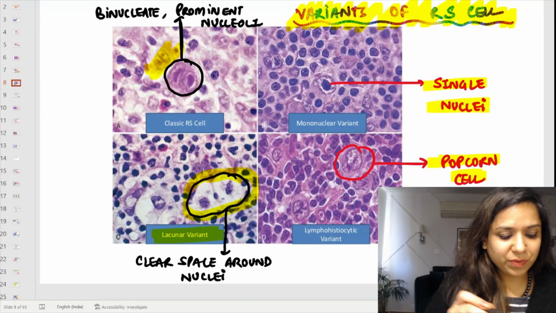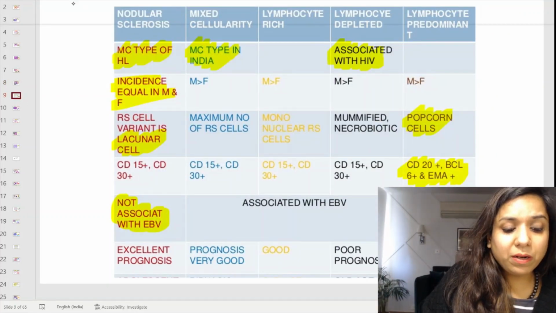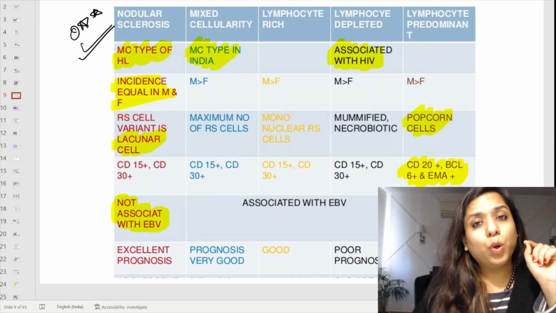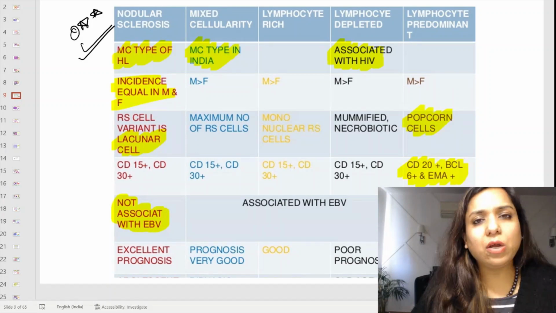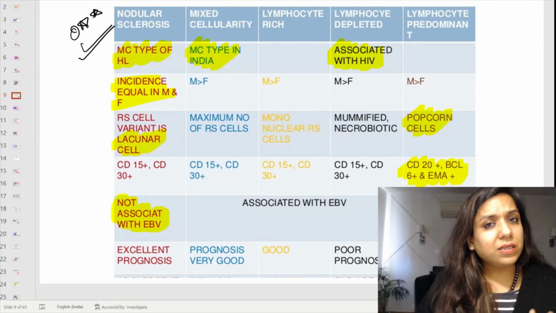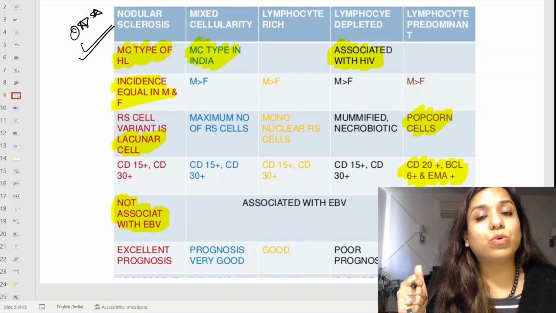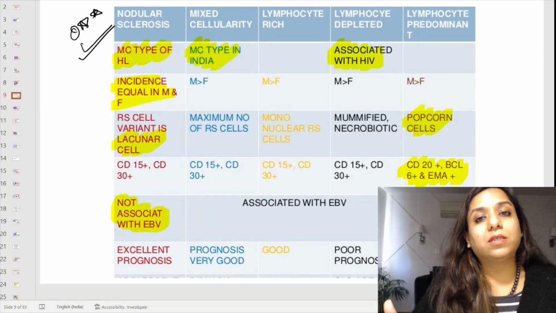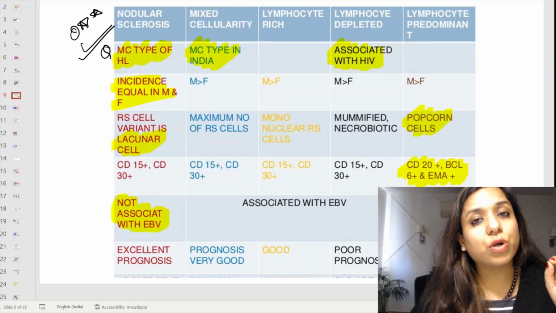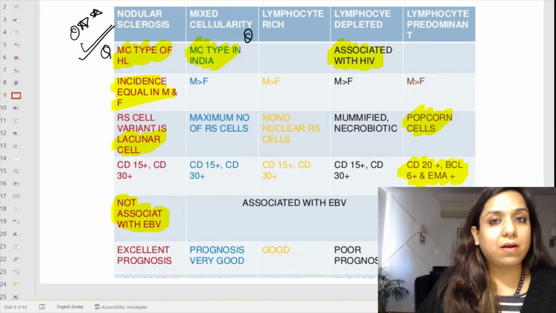popcorn cell, correct? Now, before I progress to the next image, this is the table which I have made, and this table is extremely important, and I can guarantee one or two questions from this table in any of your MCQ exams, especially the FMG and the INICET, right? So let us quickly revise the important questions regarding this. If the examiner asks you what is the most common type of Hodgkin's lymphoma, the answer is going to be nodular sclerosis, right? If the examiner asks you what is the most common type of Hodgkin's lymphoma in India, then only the answer is going to be mixed cellularity.